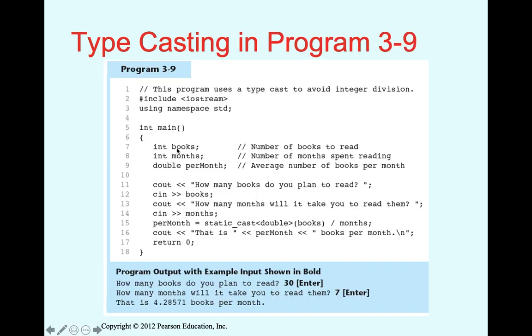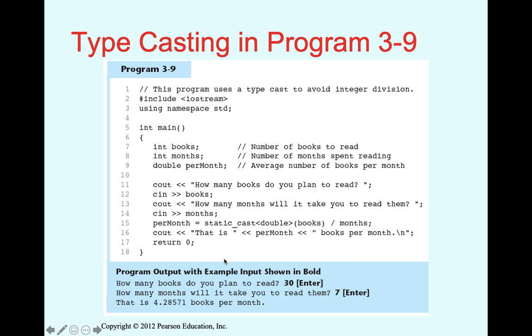So this is an example. We define books, we define months, and we define double perMonth. How many books do you plan to read? We see in books. So let's say he enters 30. How many months will you need to take them? Months. He enters 7 months, so he will borrow 30 books for 7 months.